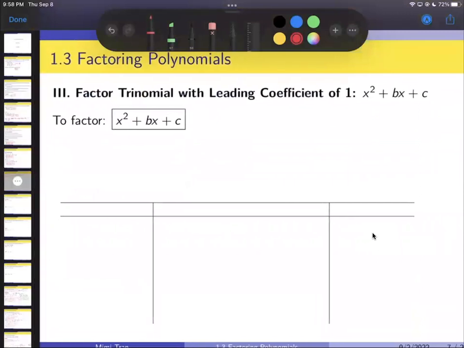The last section of the first half that we did in the first day we met is factoring trinomials with the leading coefficient of 1. It has the form x squared plus bx plus c. This is the easiest one between the two. Remember, the second one is when the leading coefficient is not 1. Okay. So of course, first you have to write it in descending order.